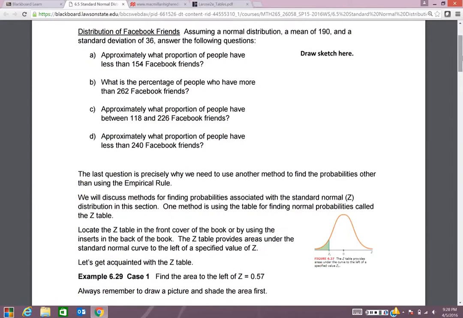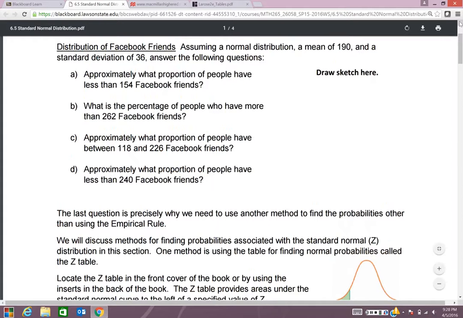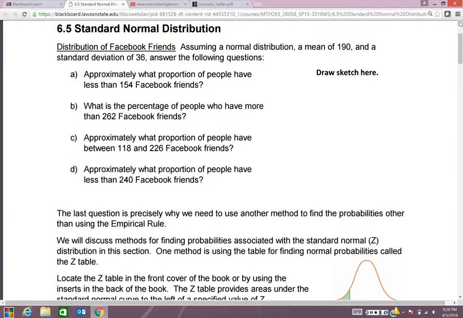Hi there, students. In this video I wanted to show you how to use the empirical rule to find percentages. So this example is titled Distribution of Facebook Friends. So assuming a normal distribution, a mean of 190 Facebook friends. So let's assume that the average number of Facebook friends people have, I don't know, in the United States is 190, and the standard deviation of 36 Facebook friends.